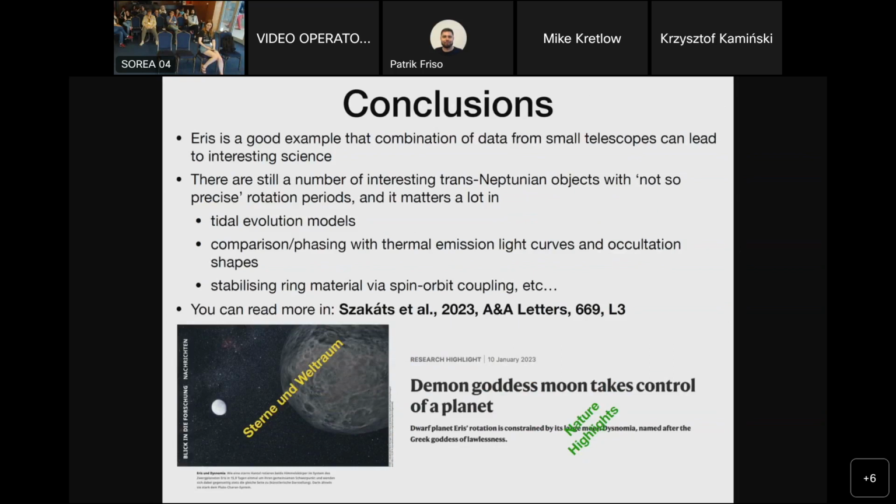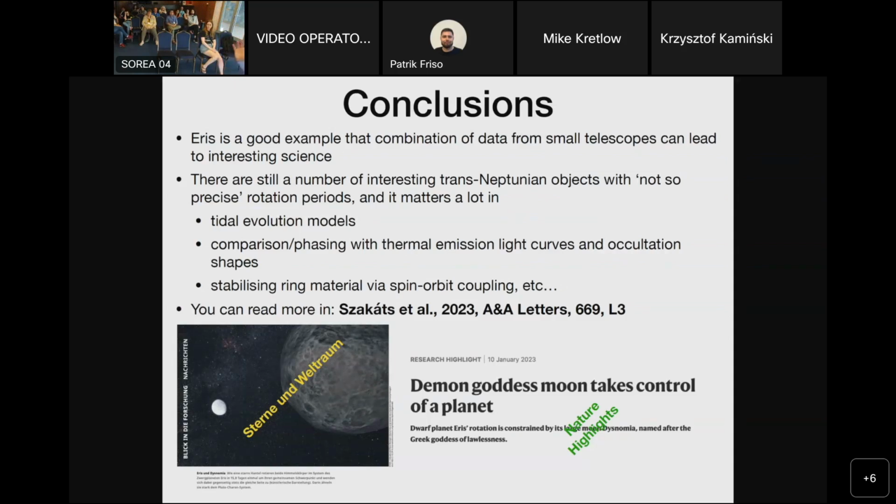And it matters a lot in tidal evolution models, comparison phasing with thermal emission light curves and occultation shapes, which, if you know about the Quaoar case, for example, the multiple rings and so on, and the shape of Quaoar itself, this is a very interesting question here. And of course, also again for Quaoar and for Haumea, stabilizing ring material via spin orbit coupling, for example.